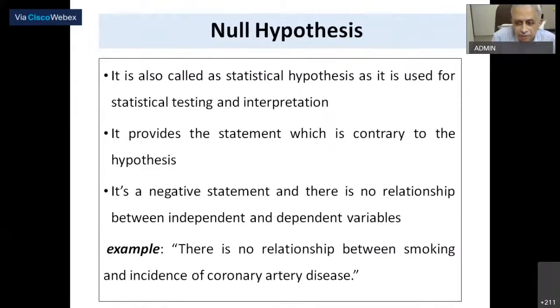Normally, in research you put a null hypothesis because you are putting it in the opposite direction. The null hypothesis you have to reject, then you accept your thinking. So it is called the null hypothesis. It provides a statement which is contrary to the hypothesis. It is a negative statement. There is no relation between the independent and dependent variables. That is the null hypothesis.